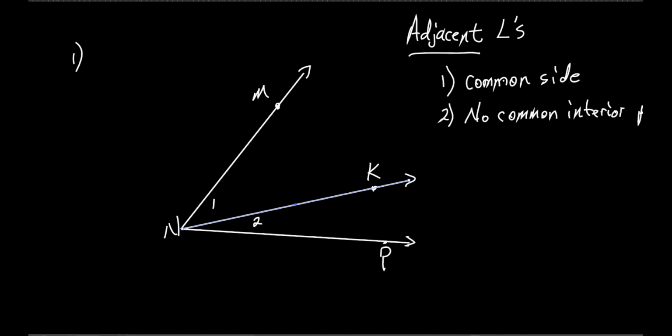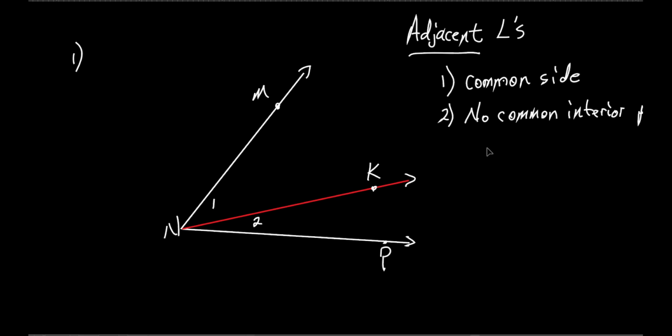Do you see that one right there? Tell you what, I'll make it a different color just so it stands out a little bit, okay? That one right there, all right? That's your common ray. Angle 1 has that as a side, doesn't it? Angle 2 has that as a side. Agreed? What about NM, ray NM? Is that common with both of the angles? No, it's in angle 1, but is it in angle 2? No. What about NP, ray NP? Nope, it's in angle 2, but it's not in angle 1. Everybody got that? So that's the common side.